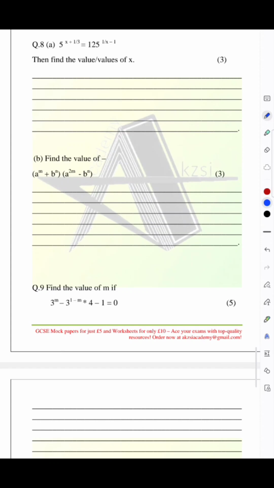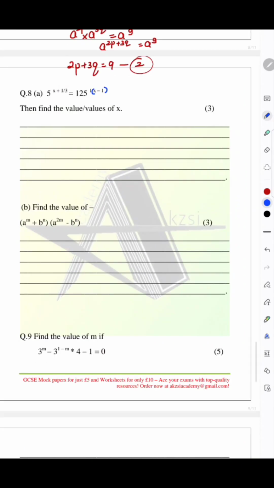5 to the power of (x plus 1) over 3 is equal to 25 to the power of 1 over (x minus 1). Find the value or values of x. This is actually x minus 1, it should be inside the bracket. So 5 to the power of (x plus 1) over 3 is equal to 25 to the power of 1 over (x minus 1).